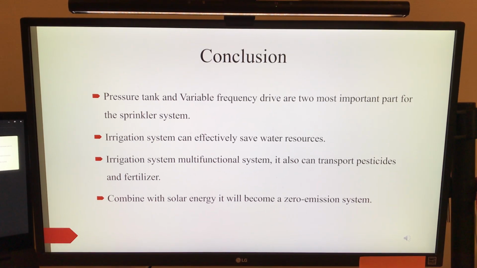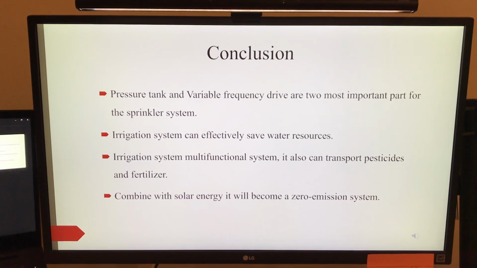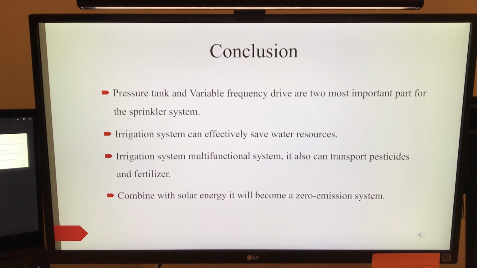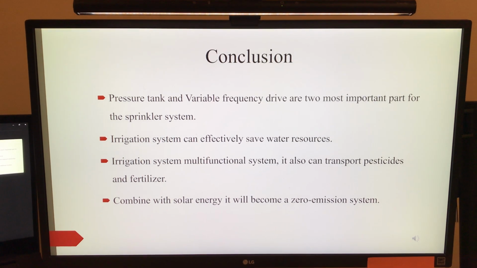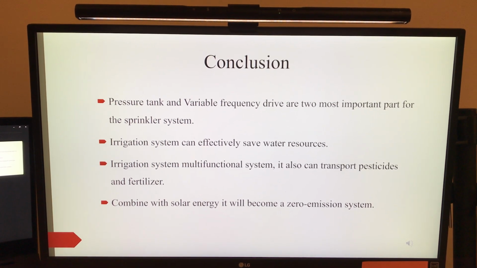And also, combined with solar energy, it will become a zero emission system, which is really friendly to the environment. Overall, this is my BQR research.